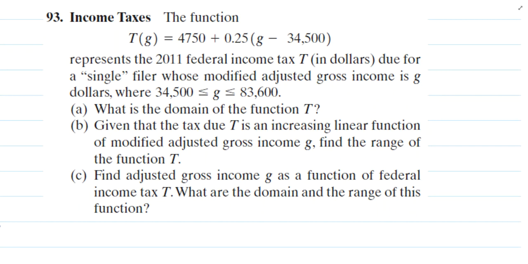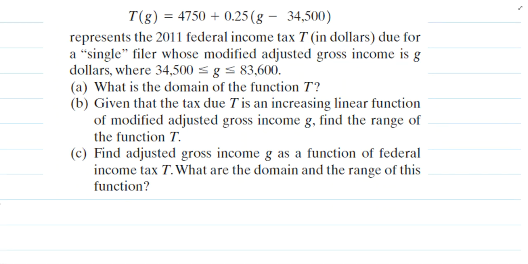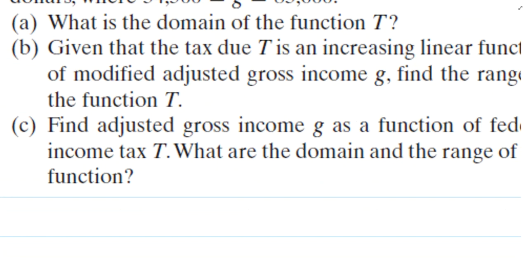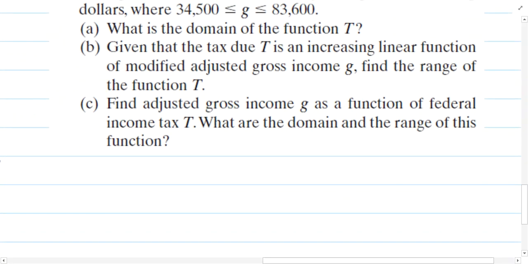And for the last example of this video, the function T of g, so taxes based on gross income, is equal to this expression. And this represents the income tax that is owed in dollars, T dollars, for a person who is single and has a gross income or adjusted gross income between $34,500 and $83,600. So question A, right at the beginning here, just wants us to verify that we understand when we're allowed to use this function, and it's asking this in terms of a mathematical domain. What is the domain of the function T?